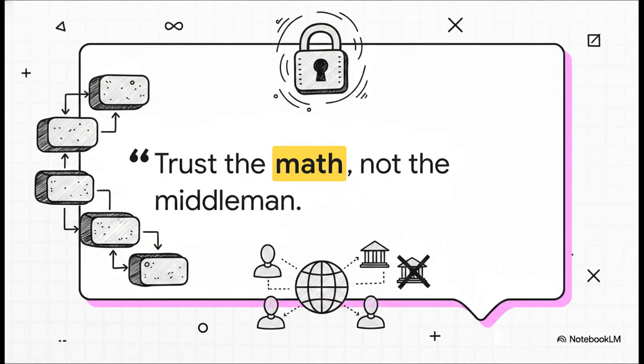And that brings us to this absolutely brilliant quote, "Trust the math, not the middleman." This beautifully summarizes blockchain's primary purpose. It establishes absolute trust in a trustless environment. You don't need to inherently trust the person you're transacting with halfway across the globe, and you don't need to trust a bank. The unchangeable, mathematically verified, completely transparent records do all the trusting for you.